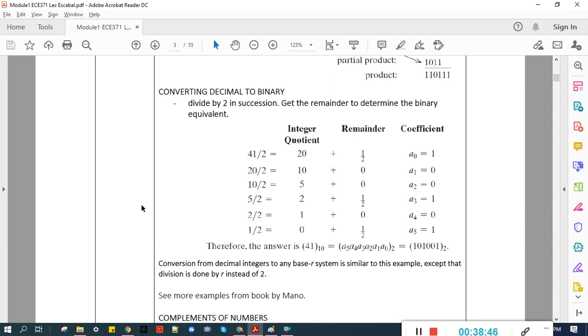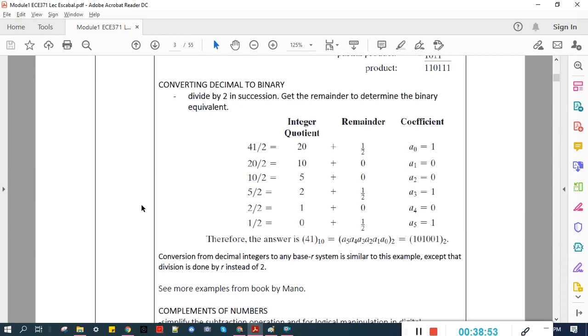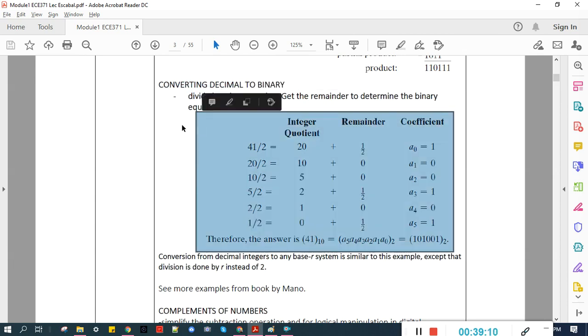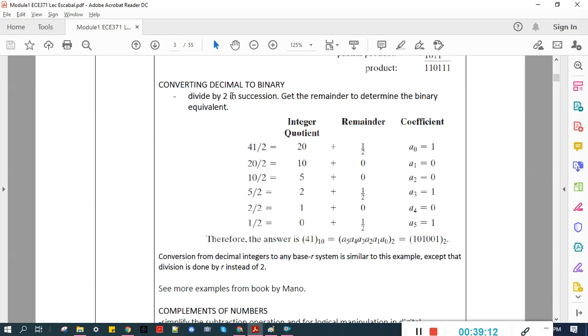Now let's go to converting decimal to binary. No, converting decimal to binary. In converting, how do we do this? How do we convert a decimal number to binary? We just divide by 2 the number. Divide by 2 in succession. Get the remainder to determine the binary equivalent.